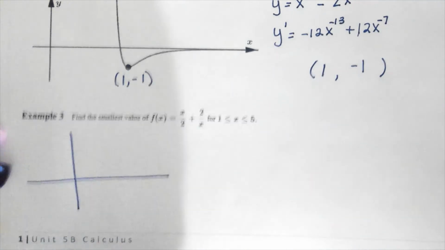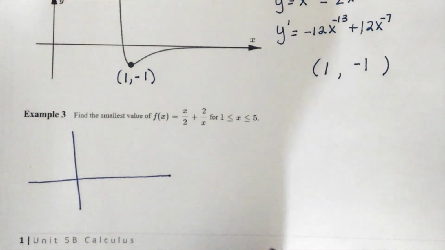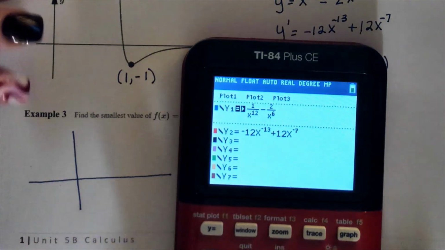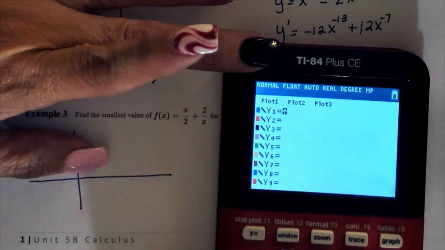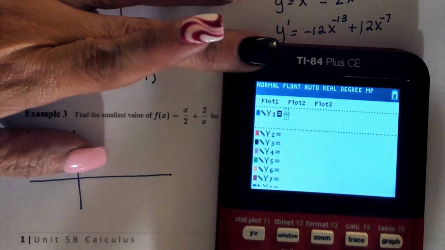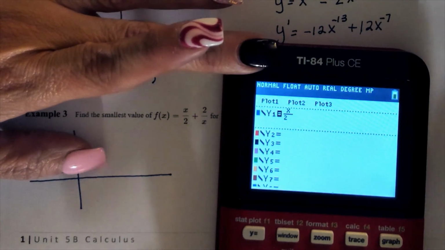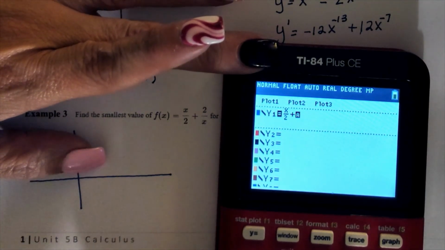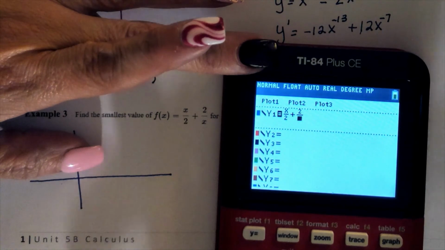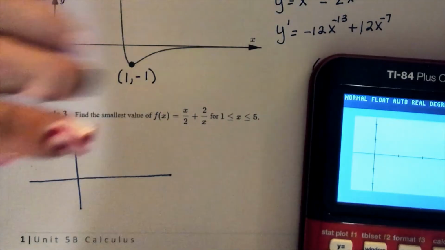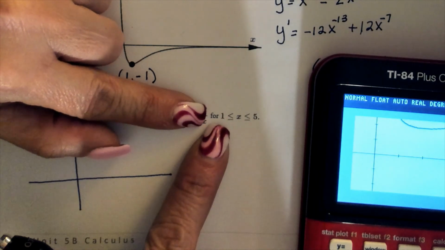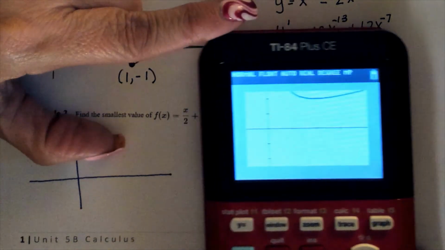Find the smallest value of f of x. The smallest value, isn't that just going to be the minimum? Yeah, so here we go. Let's clear all this out. Let's put in y equals x over 2 plus y equals 2 over x. Let's graph it. Now, important to note, for the interval 1 to 5, it only wants that interval.